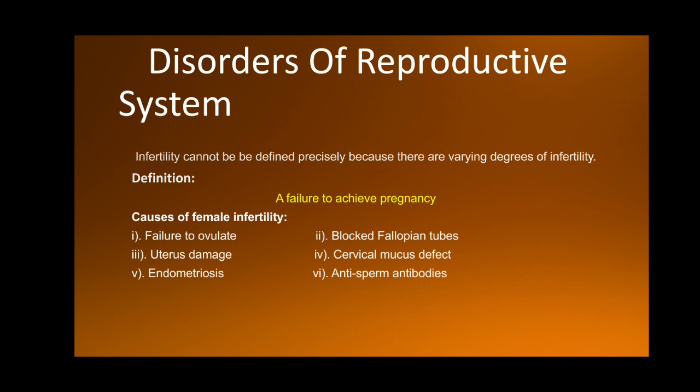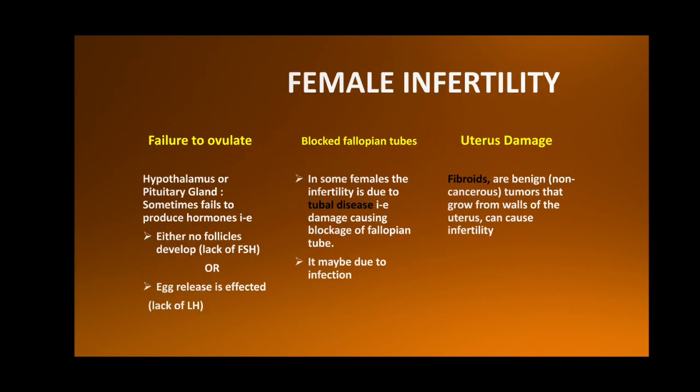So there are basically 6 types of female infertility. First one is failure to ovulate, then blocked fallopian tubes, uterus damage, cervical mucus defect, endometriosis, and anti-sperm antibodies. We will talk about them one by one. So first of all, failure to ovulate.